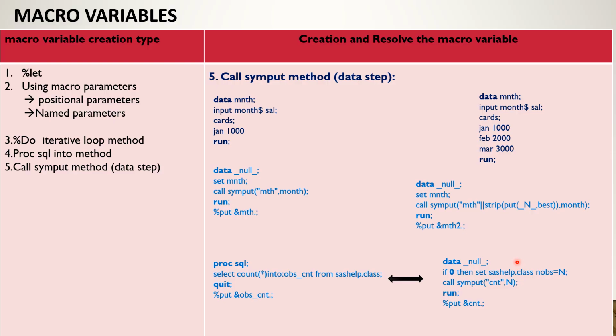For that, how to write the code: proc sql; select count(*) into :obs_count from sashelp.class; quit. So what will happen? It will count the number of observations and assign that value into obs_count. Then we can call %put &obs_count, which will show the number of observation values in the log window. Okay.